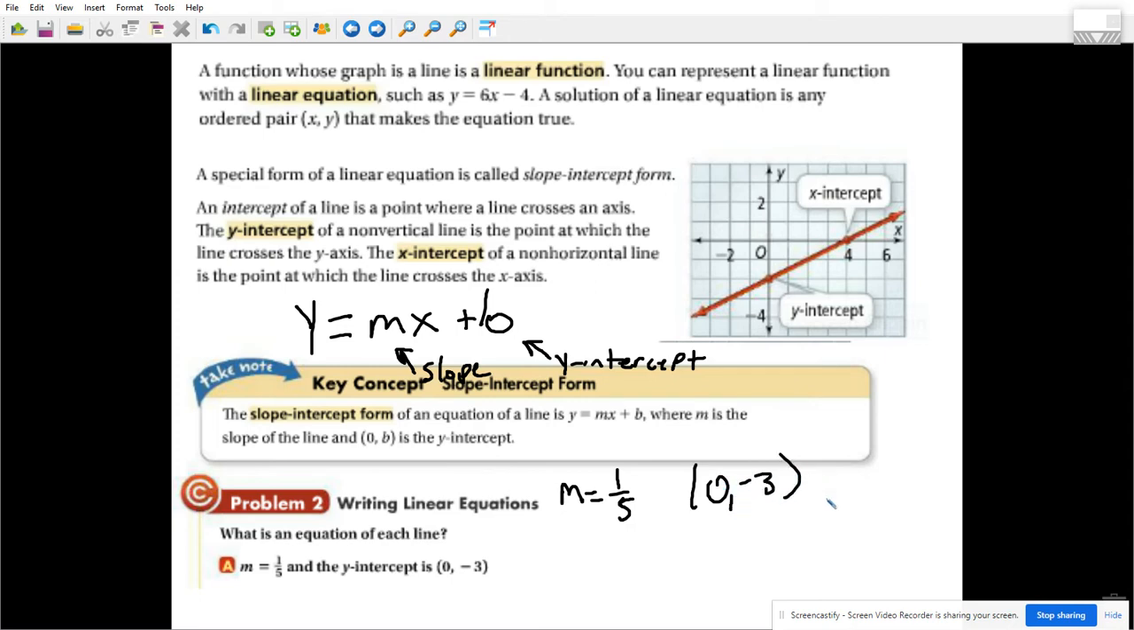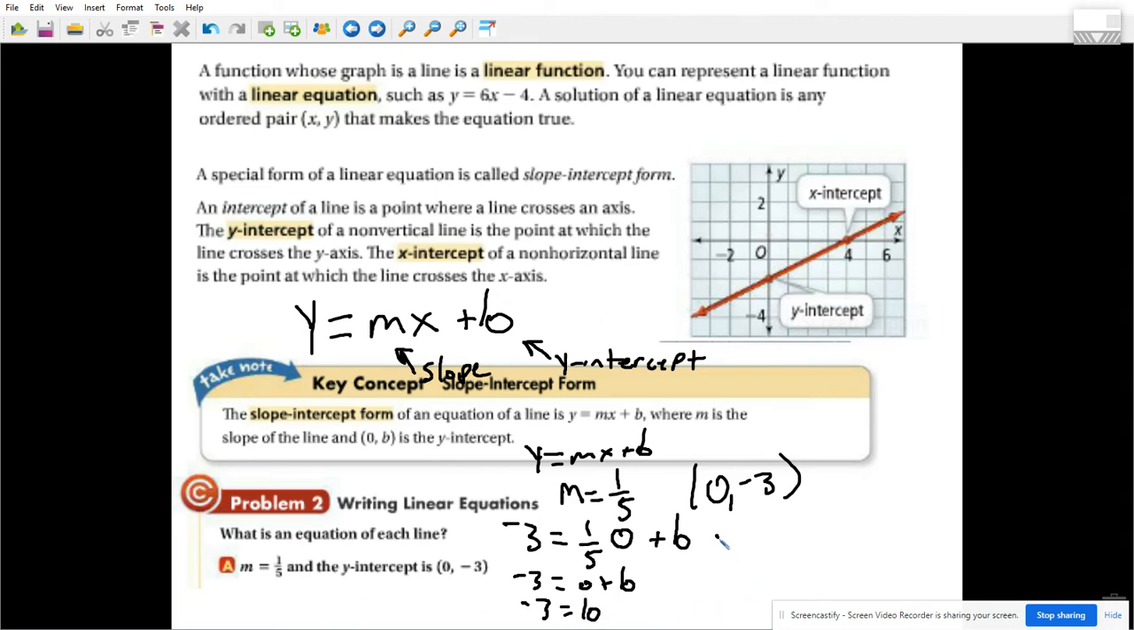There are 2 ways to do this. The first way is to just plug it right into that formula. What's my y value? It's negative 3. What's my m value? It's 1 over 5. What's my x value? It's 0. And what is b? I don't know. So I'm plugging it into y equals mx plus b and solving for b. What's 1 over 5 times 0? It's 0. So I have negative 3 equals 0 plus b, so negative 3 equals b.